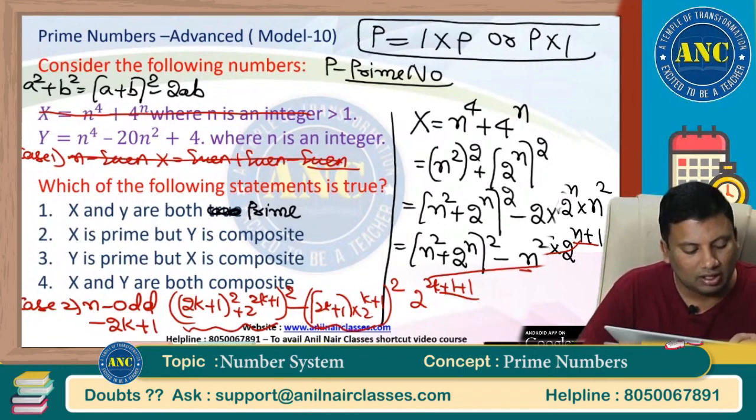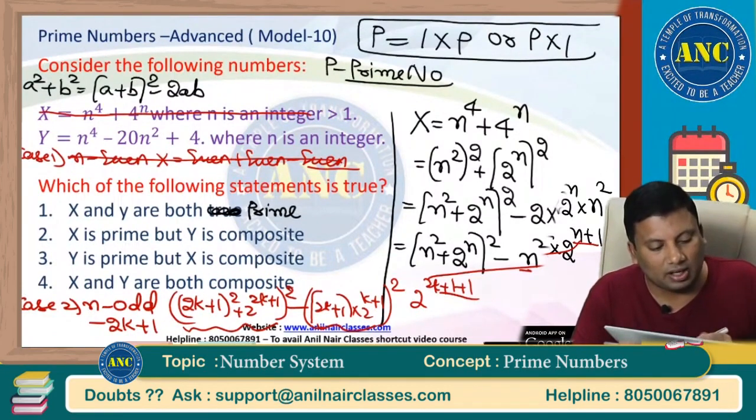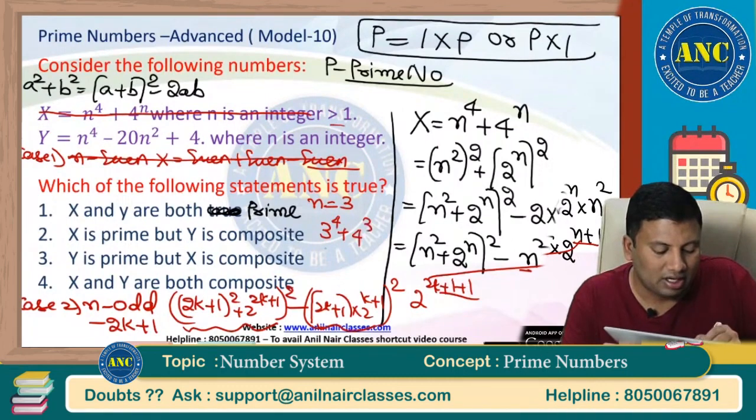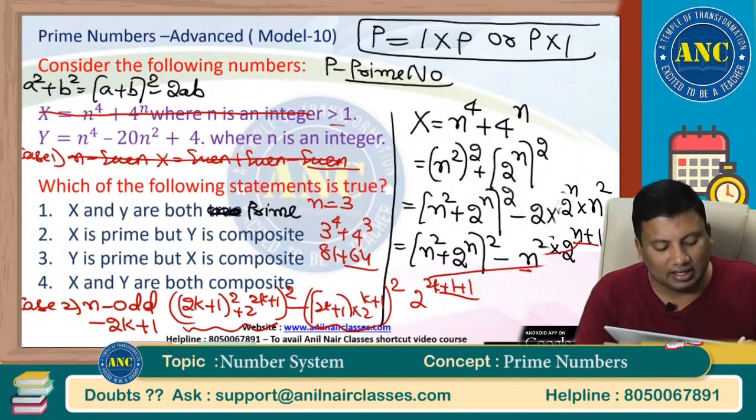2k plus 1 plus 2 power 2k plus 1 for x and y. Now, suppose for example, if I take n value odd, n is an integer greater than 1, 3. 3 power 4 plus 4 power 3, 81 plus 64, 145. Like that. None of them, it is a square minus b square, a plus b into a plus b. Even if you take k value 0, you are not getting 1.